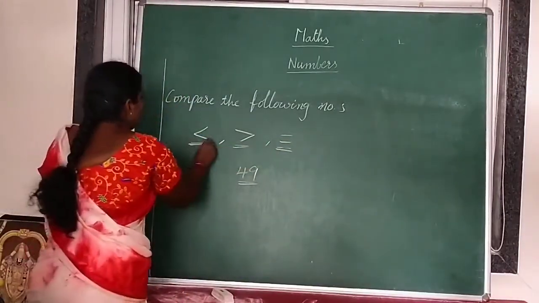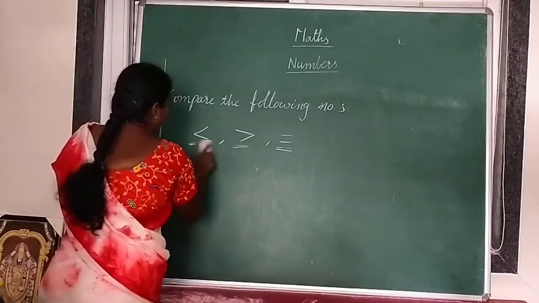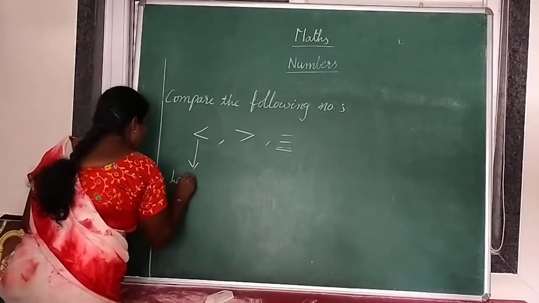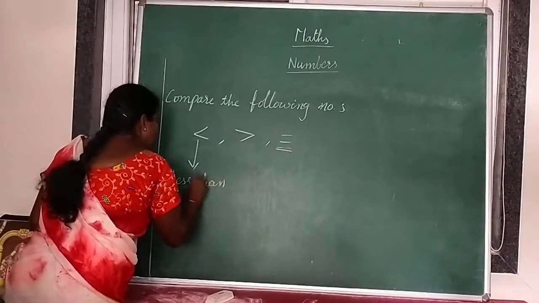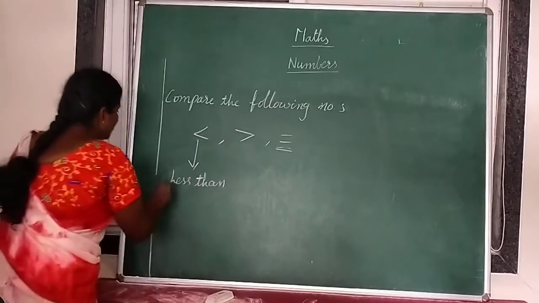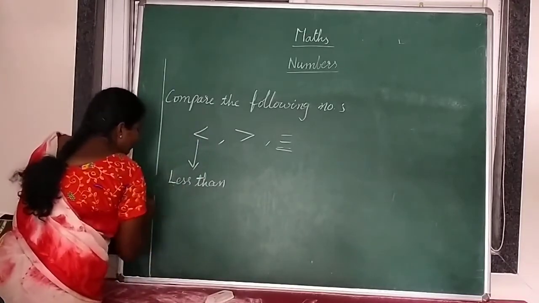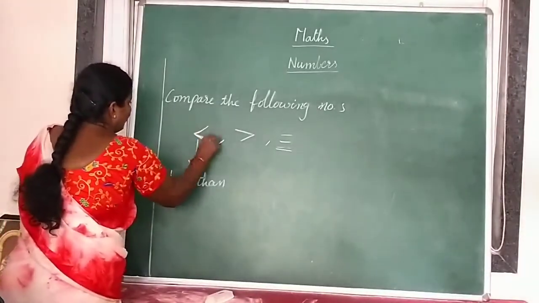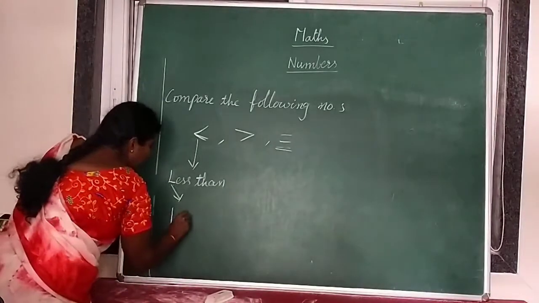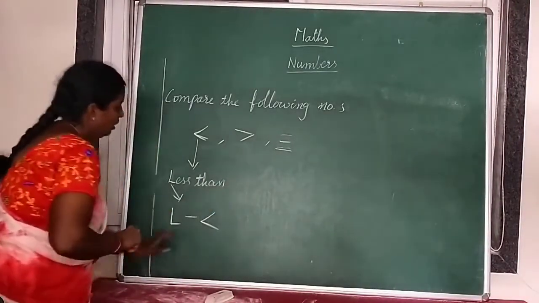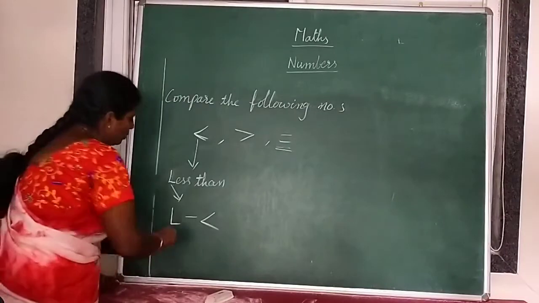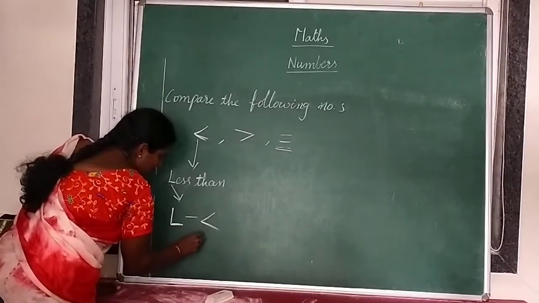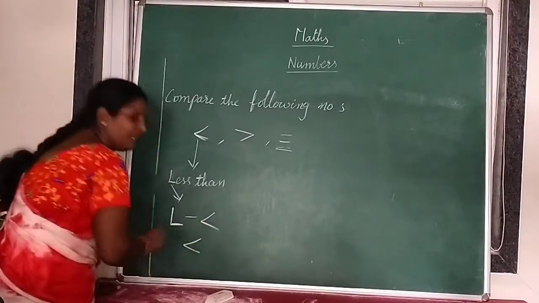So what is the first symbol? This is the less than symbol. What is the first letter in less than? L, no? And the less than symbol is also like L only. This is L, and the symbol of less than is also like L only. So they are changed like this. This is the symbol of less than.